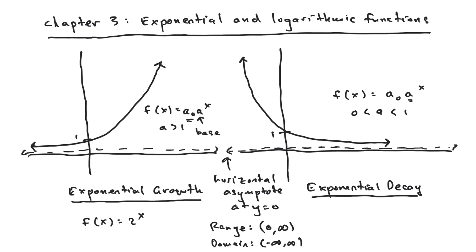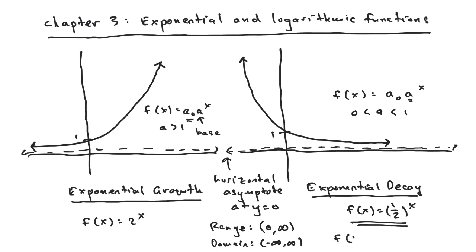2 to the x. So in this case, we have a number that's greater than 1, which is 2, that is our base, and this would be a function that grows from left to right. And for exponential decay, we might have something like f of x is equal to 1/2 raised to the x. And that would make our base a number between 0 and 1, and this is why the graph would decrease from left to right.